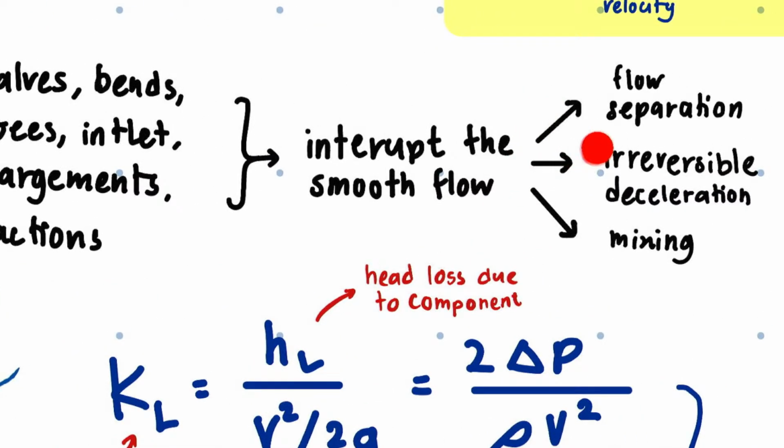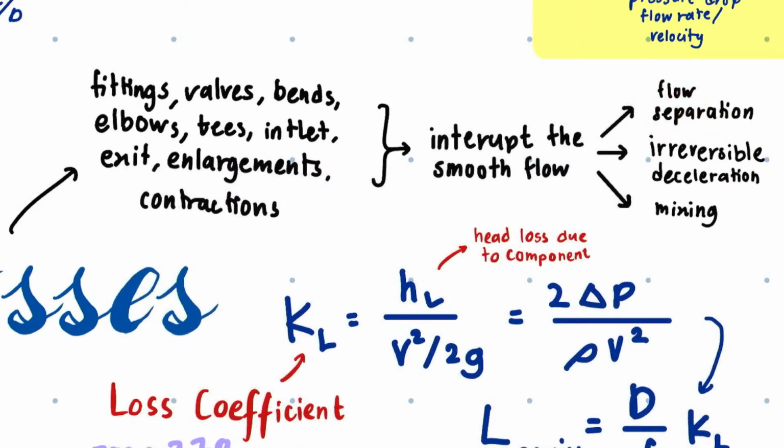Why does it interrupt the flow? Because it introduces flow separation, irreversible deceleration, and also mixing. Flow separation is also in the external flow topic, so you guys need to pay attention to flow separation.